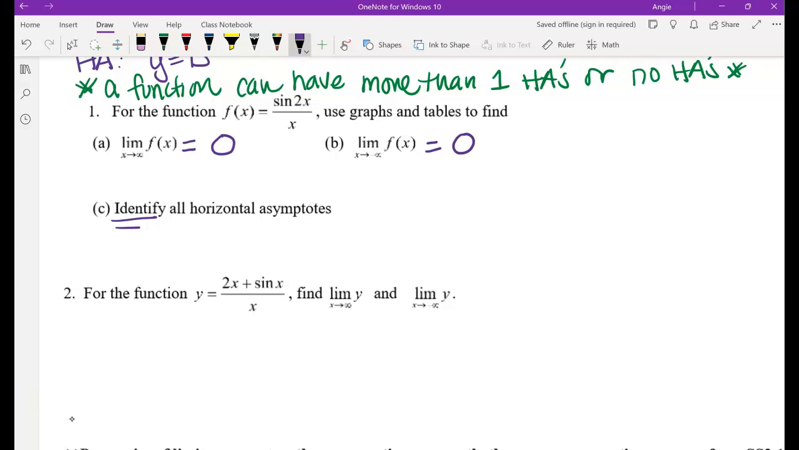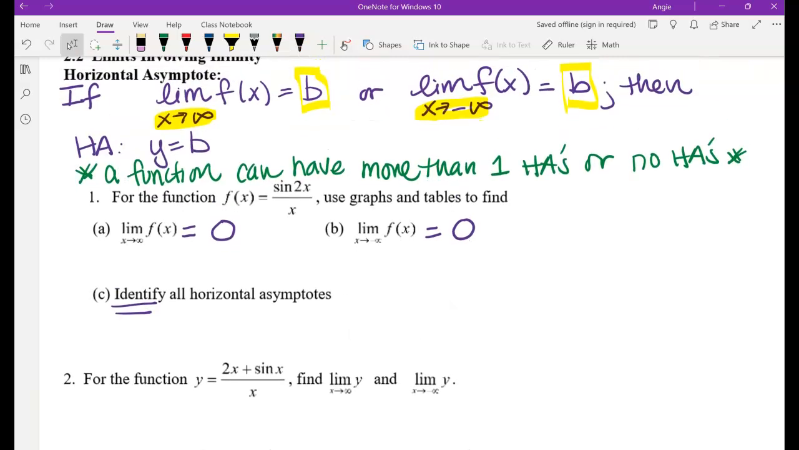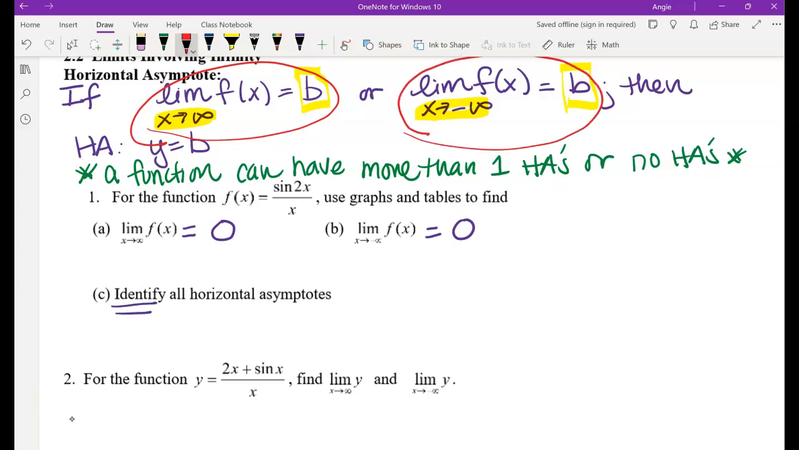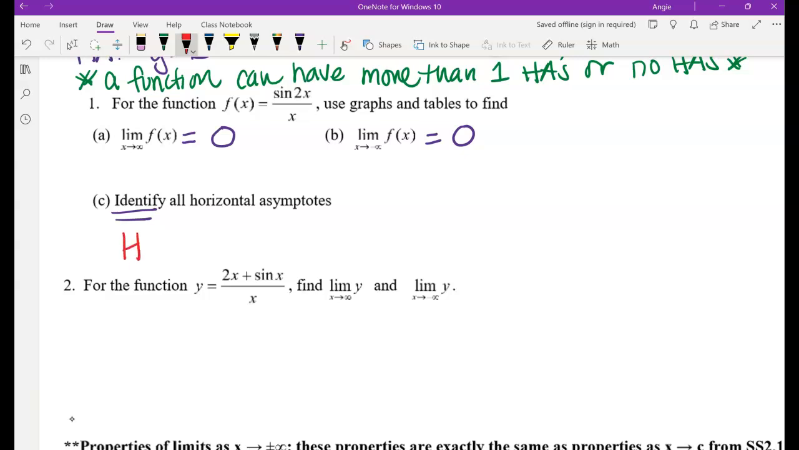Now it says, identify all horizontal asymptotes. Well, based on our definitions, guys, if the limit as x approaches infinity equals a real number, or similarly as x approaches negative infinity equals a real number, remember, this is an or, so one or the other could happen. They both don't have to happen. Then that allows us to say, yes, we do have a horizontal asymptote. In this particular case, it is at y equals 0.